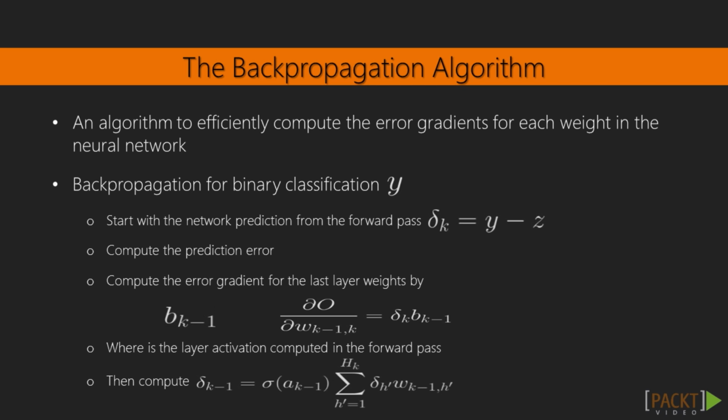The next step is to compute the delta for the previous layer, k-1. This is given by the following formula, which is a function of the layer weights and also the deltas for layer k. This procedure is then continued backwards through the network until all the error gradients have been computed. Notice how we are reusing previous computations, making this a dynamic programming algorithm and thus much more efficient than calculating each gradient in a brute force fashion.